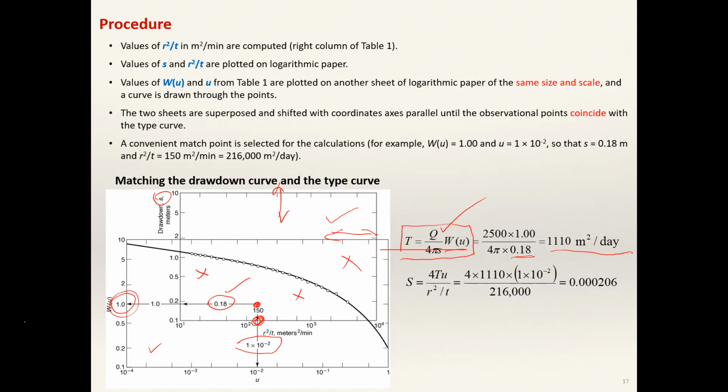What do I need? I need the estimated transmissivity value from earlier. And I need the u value, that is 10 to the power minus 2. R squared over T, that I have in here, 150. Make sure that you use the correct unit. This is in meter squared per minute, but I have the transmissivity in meter squared per day. So I change it to meter squared per day. Right? Then substitute it here. I have the storativity value. That's it. Something very simple.